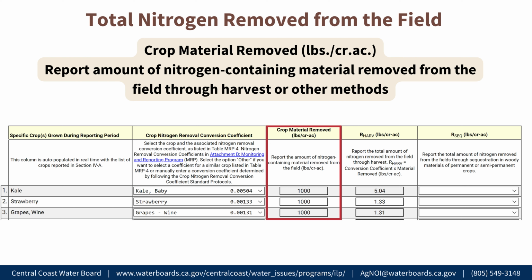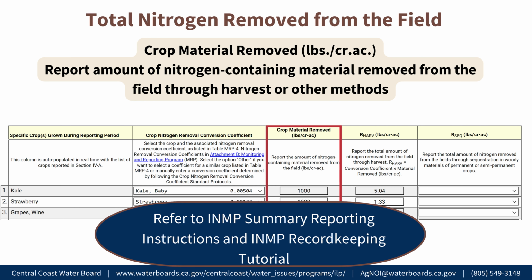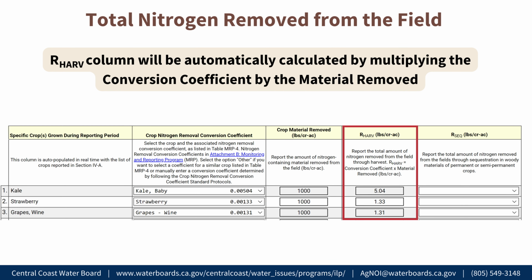Report the amount of nitrogen containing material removed from the field through harvest or other methods in pounds per crop acre. Please see the INMP instructions for more information and common crop yield units that contain the approximate net weight in pounds for each unit packed in the field. For example, a crate of tomatoes weighs approximately 60 pounds. Please see the INMP record-keeping tutorial for more information on crop material removed. The RHARV column will be automatically calculated by multiplying the conversion coefficient by the material removed in pounds per crop acre. This is the pounds of nitrogen removed when the crop was harvested.